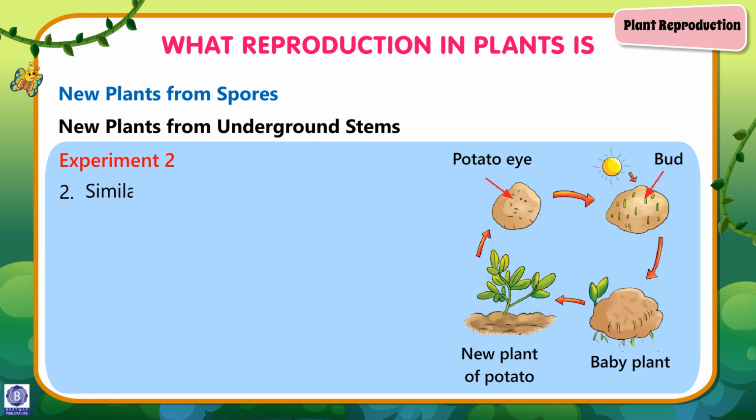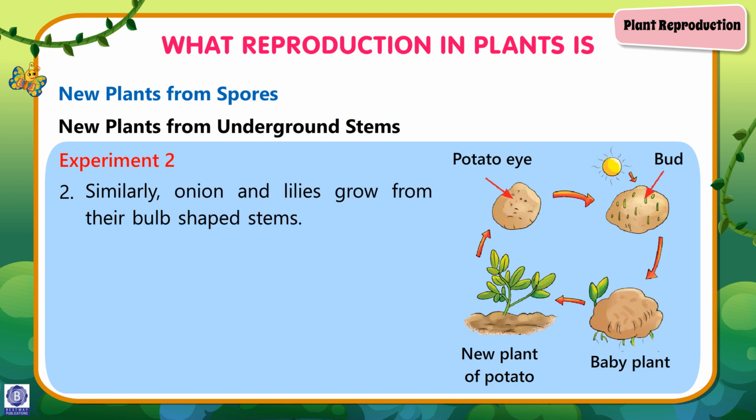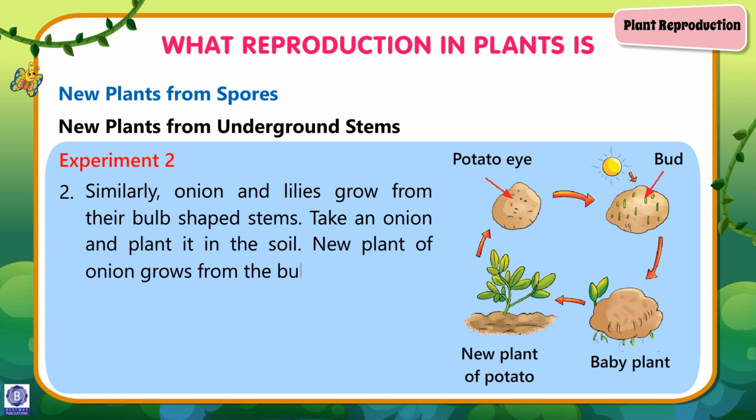Number 2. Similarly, onion and lilies grow from their bulb-shaped stems. Take an onion and plant it in the soil. A new plant of onion grows from the bulb.